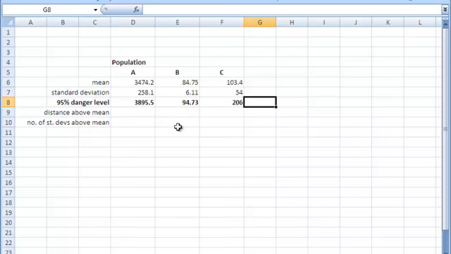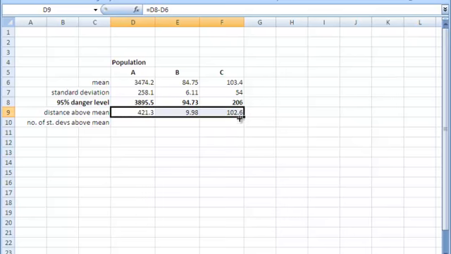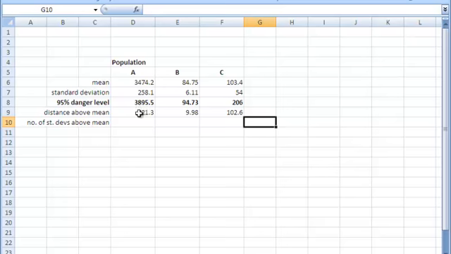So to try and start getting a pattern, we can look at the mean, because the mean we'd expect to be about in the middle. So that would be about 50% above and below that in each case. So we can look at the distance the danger level is above the mean and see if there's a pattern in that. So what I do is I take the danger level and subtract the mean. I get 421.3, and then this I can just apply along here, wait for it to recalculate. So danger level in population A is 421 above the mean.